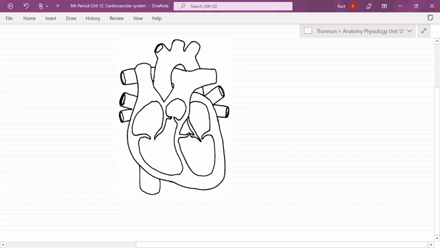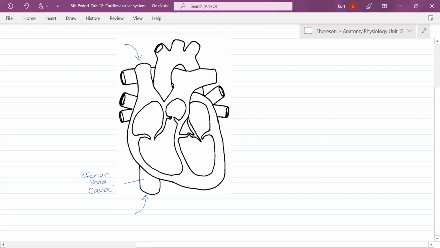Okay, here we go. You ready? Blood enters the heart through here and here. This blood vessel is a giant vein on the bottom of your heart where blood enters from your body. This blood vessel is called your inferior vena cava.